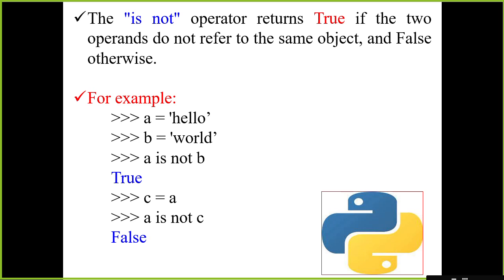Next, the same case with is not. The is not operator returns true if the two operands do not refer to the same object, and false otherwise. Take the example a is equal to "hello", b is equal to "world". If you say a is not b, yes, because a contains hello and b contains world, so it is true. If you say c is equal to a, then c is not a is false.